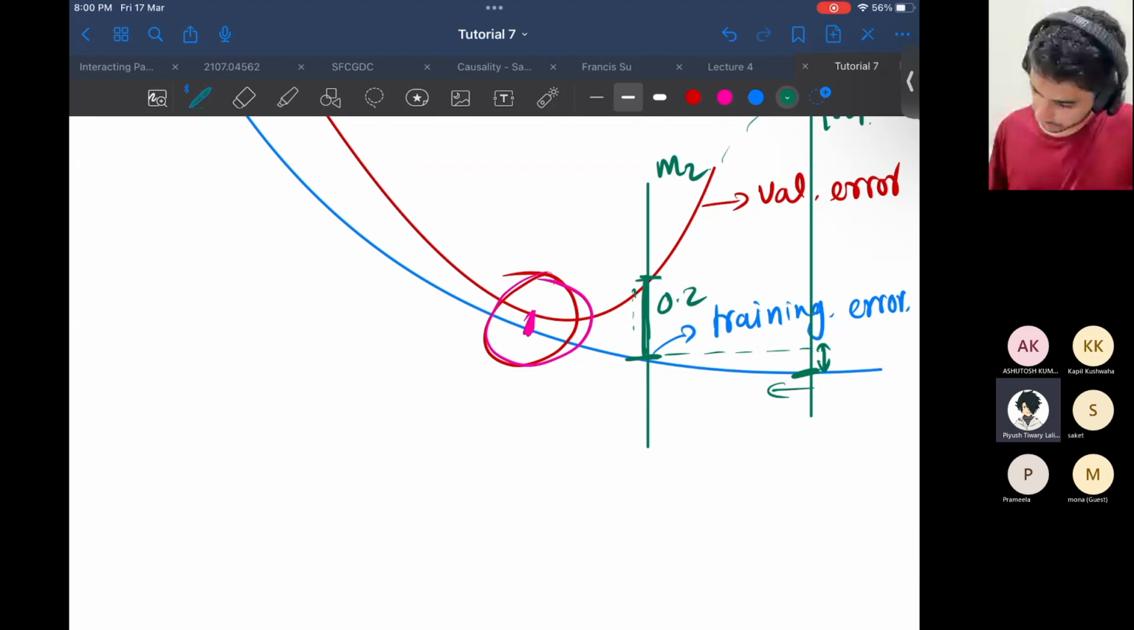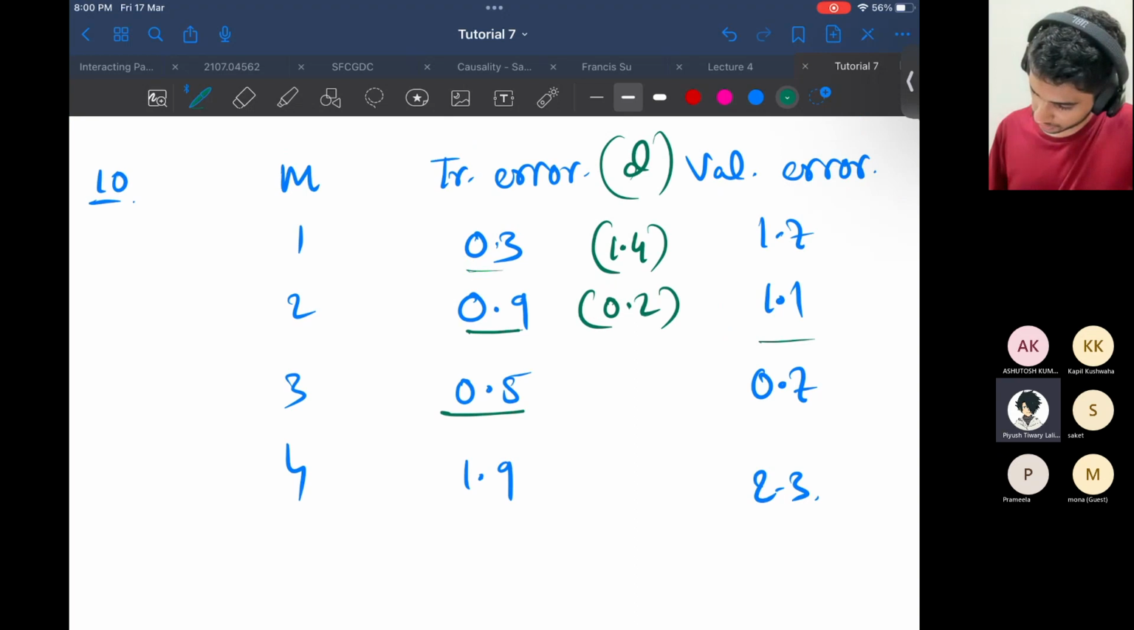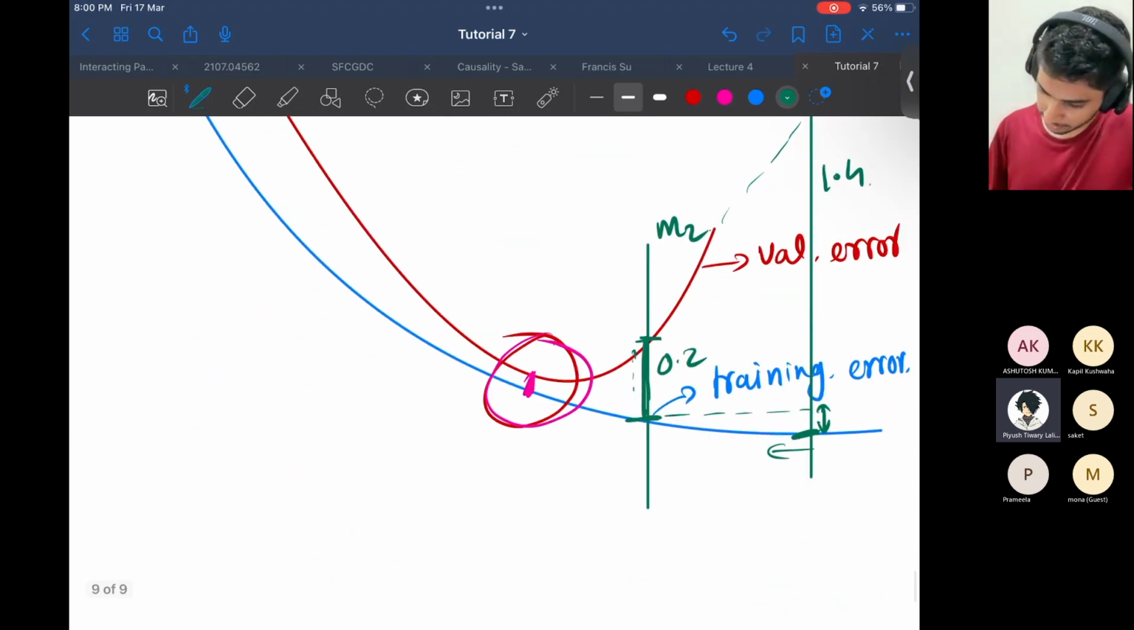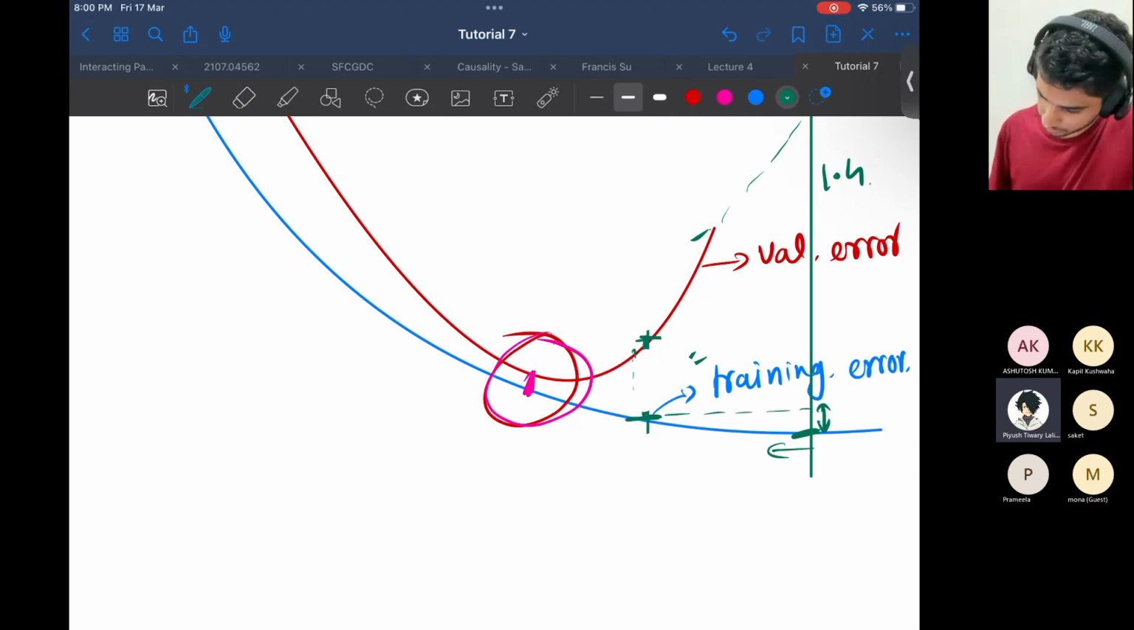Okay. So have I made any mistake? Because it should lie somewhere between 0.9 and 0.5. Okay, I think I made a mistake. Or rather, I didn't make a mistake, but visually this is not where M2 should be. It should be somewhere here, right?